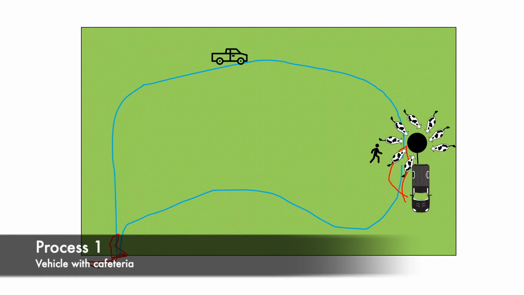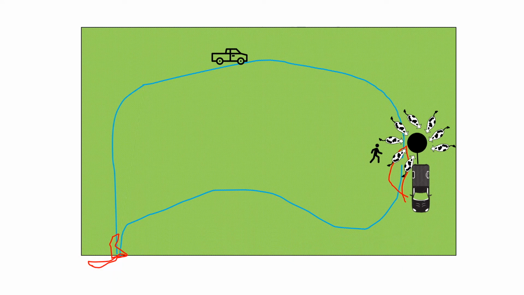So let's have a look at the analysis of this process. In the first process with the ute and the cafeteria, we've had to drive into the paddock. So this blue line demonstrates the entire motion of the vehicle and the person driving around the paddock. In addition, there's extra motion of the person getting in and out of the vehicle twice to open and close gates at the start here, and also some motion getting in and out of the vehicle to get to the cafeteria, and also some motion around those calves to ensure that they're feeding correctly.